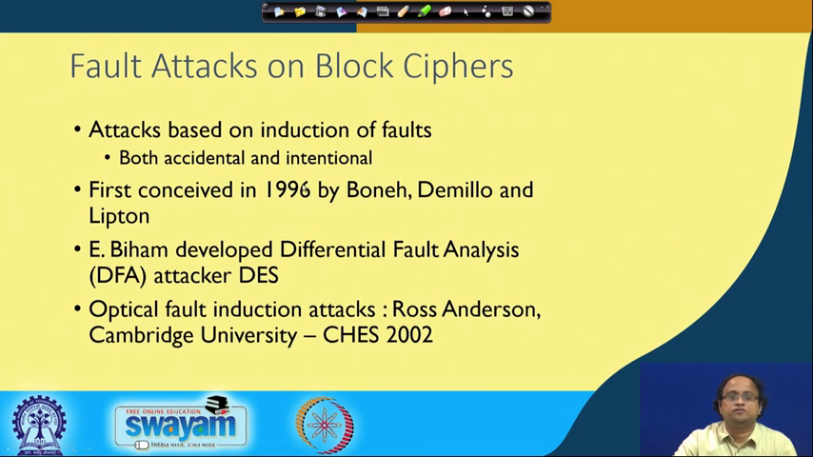It was first conceived in 1996 by Boneh, DeMillo and Lipton, in a seminal paper showing how faults can be catastrophic on cryptographic protocols. Later, there was a very nice work by Eli Biham and Adi Shamir showing how differential fault analysis can be performed on DES. And there was a paper at CHES in 2002 by Sergei Skorobogatov and Ross Anderson from Cambridge University, showing that faults can be inflicted on cryptosystems with quite high precision at reasonable cost using laser beams or optical techniques.